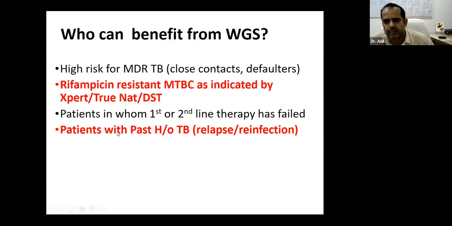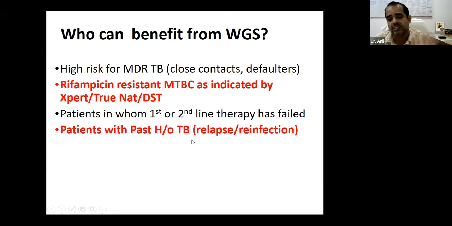So who can benefit from WGS? Where to apply it? Think of WGS when you have Mycobacterium tuberculosis isolates from patients who have high risk of MDR TB, close contacts, defaulters. Rifampicin resistance by any method, if you have an isolate, send it for whole genome sequencing. It could be a pre-XDR. Patients in whom first and second line drug therapy has failed, to find out whether they are MDR, XDR, pre-XDR, or whether they are having a problem with the absorption of the drug. They may not be having good drug levels. That must be the reason they are failing, not exclusively because of MDR or XDR.